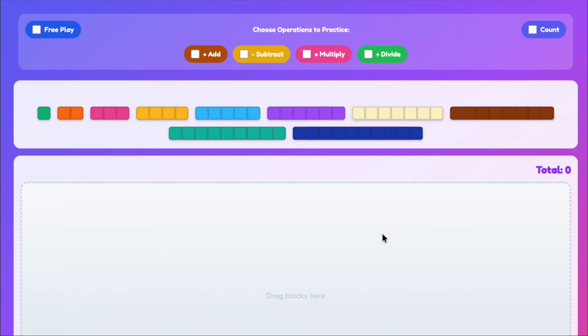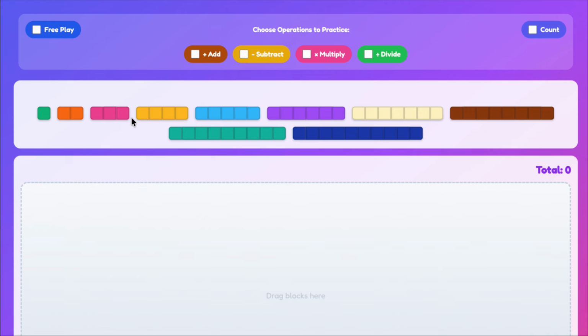Okay, so this is what I've been working on today. It's not perfect, but I am pretty proud of what I've accomplished today. It has different modes. It has free play mode, addition, subtract, multiply, divide modes, and then counting mode.